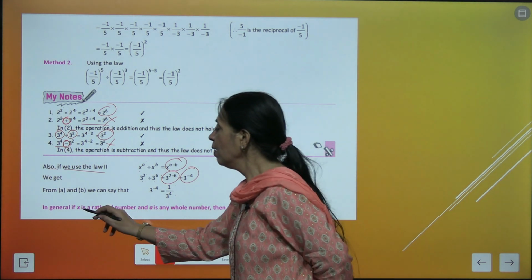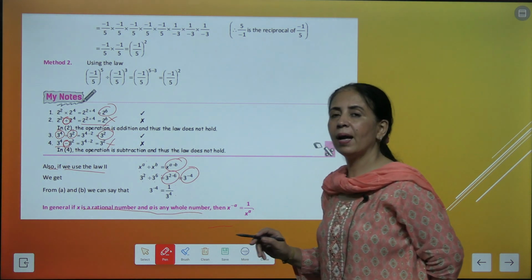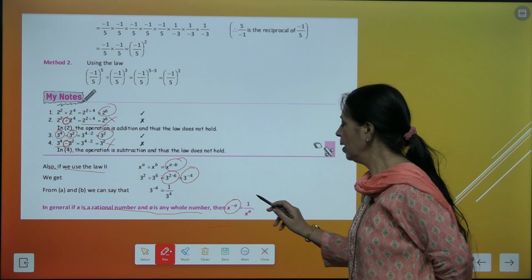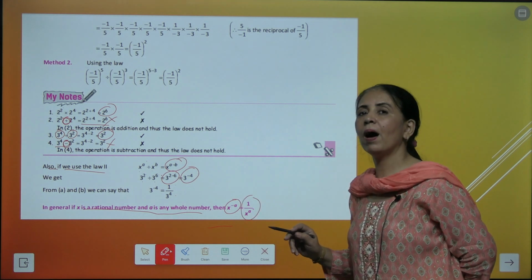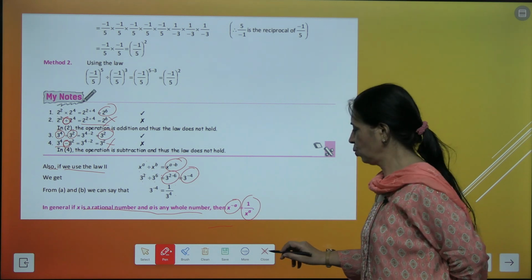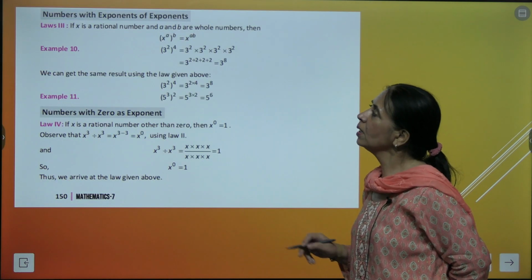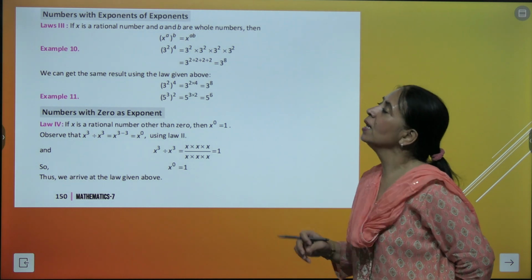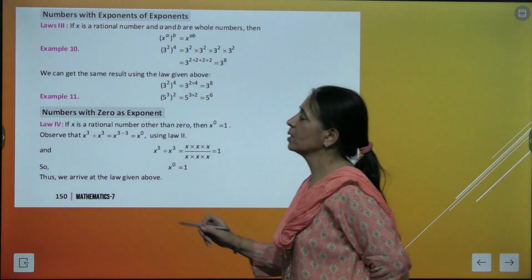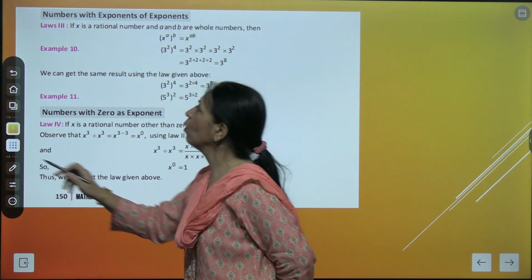In general, if x is a rational number and a is any whole number, then x raised to the power minus a is equal to 1 upon x raised to the power a. Got it? Now we come at numbers with exponents to the exponents. That's called power of power.